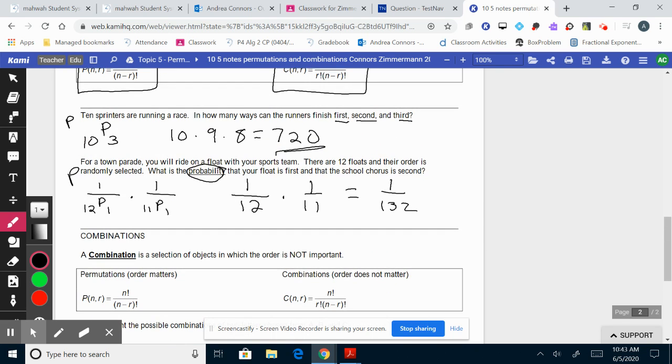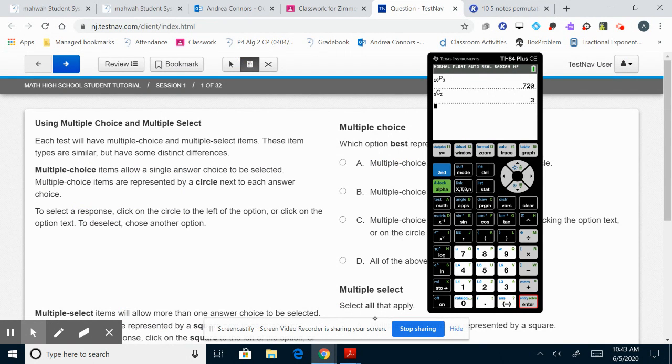Okay guys, so continuing what we talked about, you could also write it like this using your calculator. So 1 over 12P1 times 1 over 11P1, using that graphing calculator again.